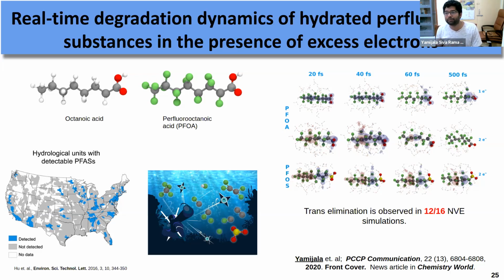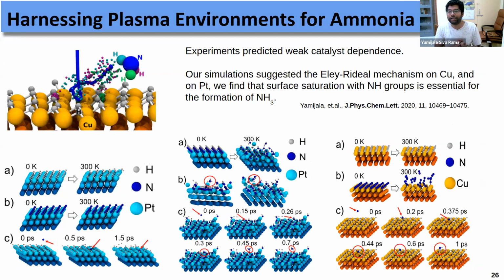Moving on to the other kinds of examples, we have also used this adiabatic molecular dynamics in order to understand catalysis reactions, such as the formation of ammonia under the plasma atmosphere. So here our experimental collaborators have seen that there is a very weak catalyst dependence when they are using this low temperature plasma in order to form the ammonia.